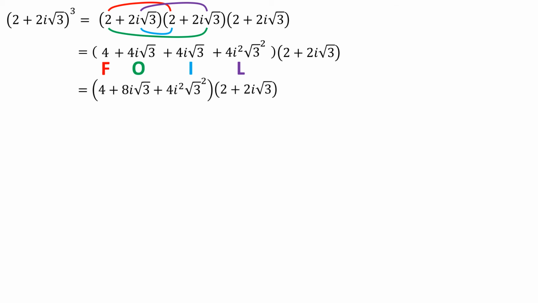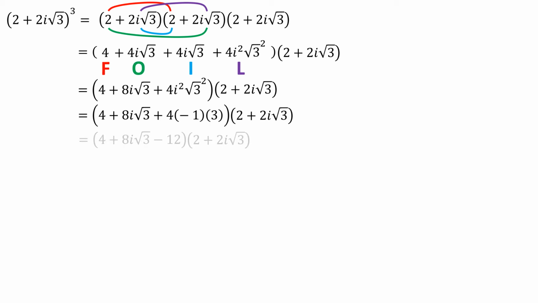O and I will combine, right? 4i root 3 and another 4i root 3 gives me a grand total of 8i root 3. I squared, of course, is still negative 1. Root 3 squared, of course, is 3. If I had instead written it as square root of 9, guess what? It'd still be 3.